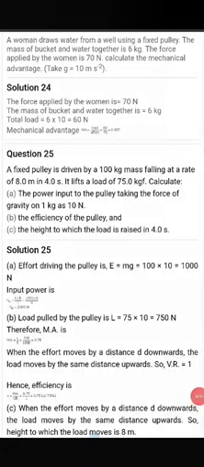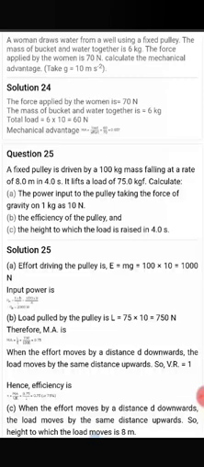Next question, that is question number 25. A fixed pulley is driven by 100 kg mass falling at a rate of 8 meter in 4 seconds. It lifts a load of 75 kgf. Calculate the power input to the pulley taking the force of gravity as 1 kg as 10 Newton, the efficiency of the pulley, and the height to which the load is raised in 4 seconds.